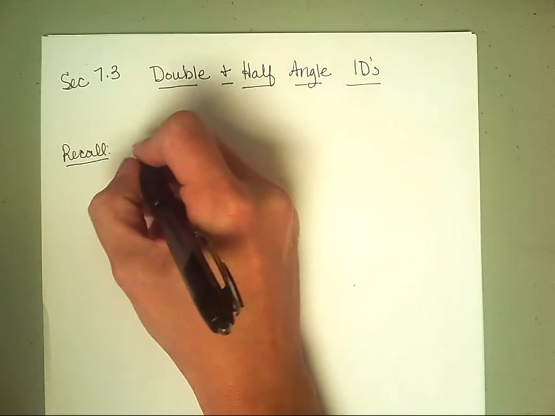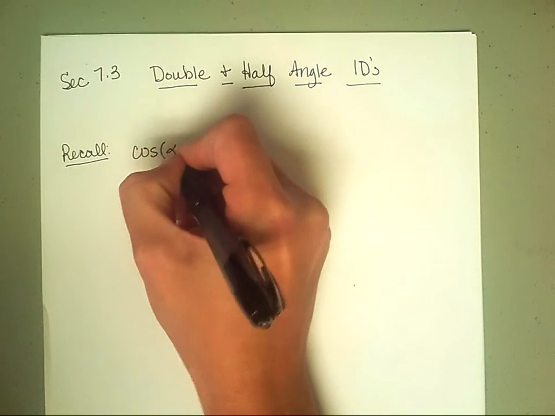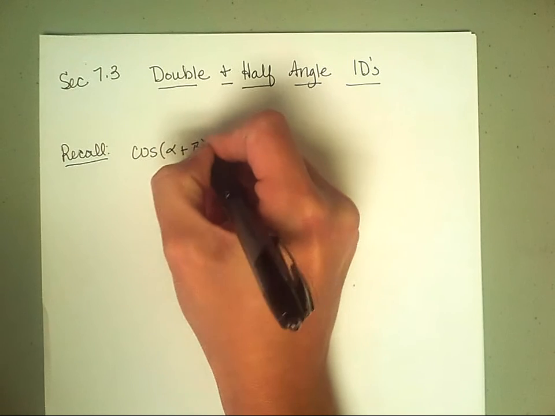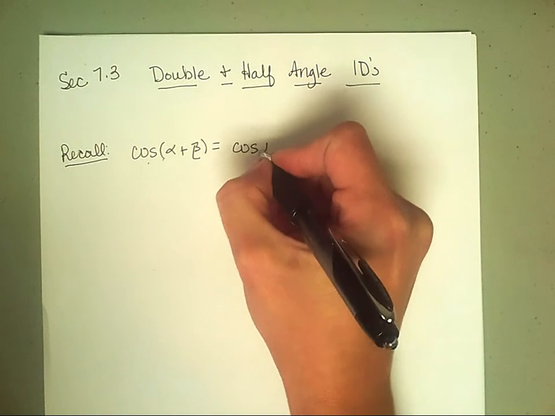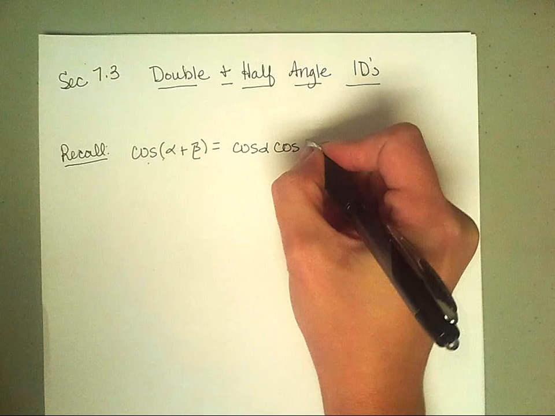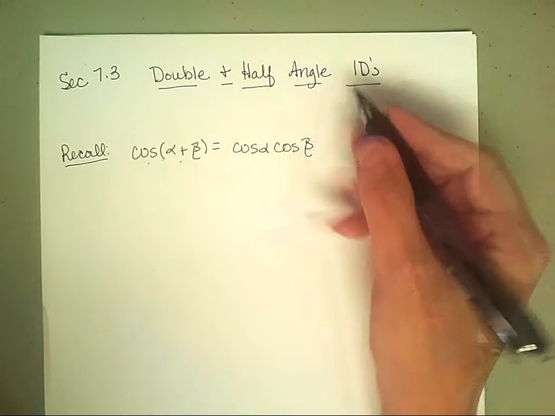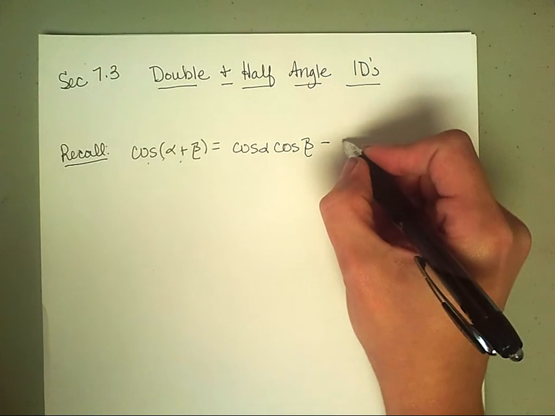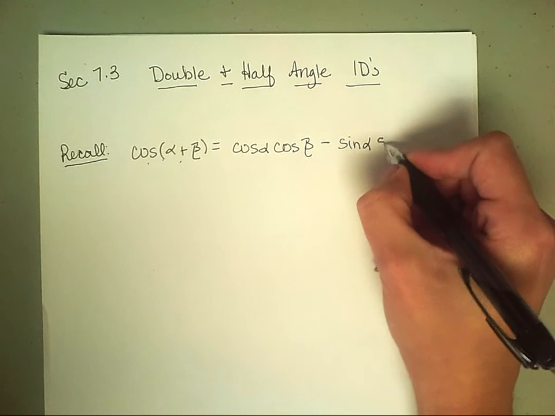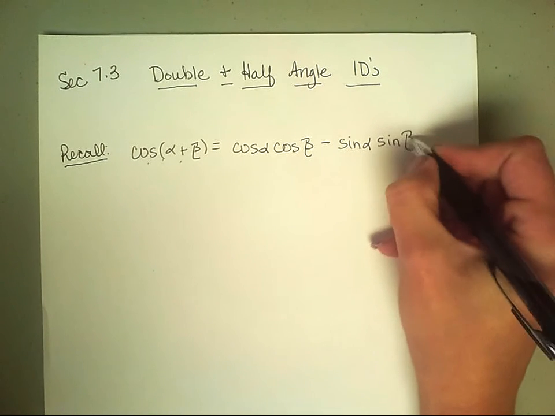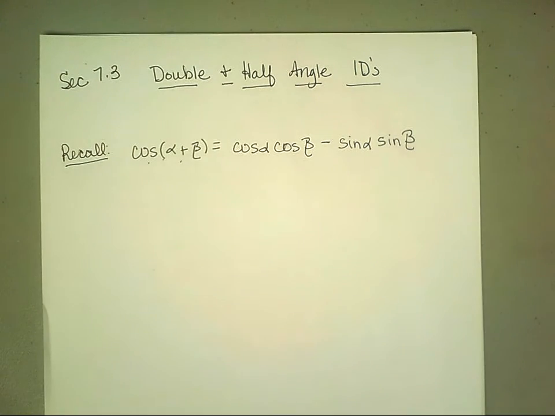If I want to add two angles together and find their cosine, so the cosine of alpha plus beta, then what I need to do is I take the cosine of the first, which is the cosine of alpha, then the cosine of the second. I'm in the cosine, so we'll take the opposite sign, and then we'll take the cofunctions, the sine of alpha, the sine of beta. Okay. So this is our basic sum formula for the cosine.